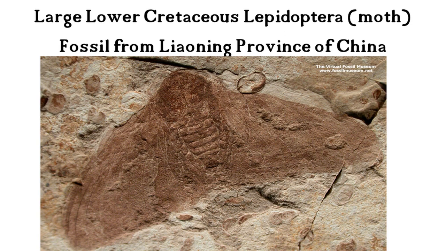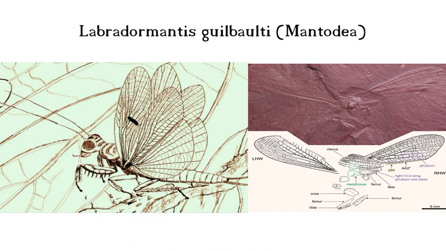In the Cretaceous, we find some very interesting forms, such as this fossil of a moth from the Cretaceous. I'm not so sure what group of moths I would place it in, although the shape is reminiscent of a Bombycoidea type of moth. And that was not all.